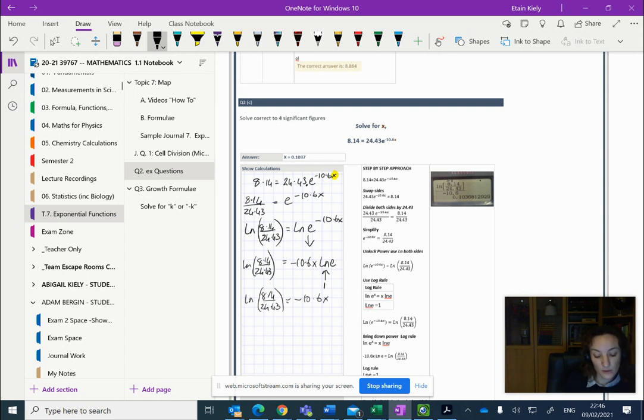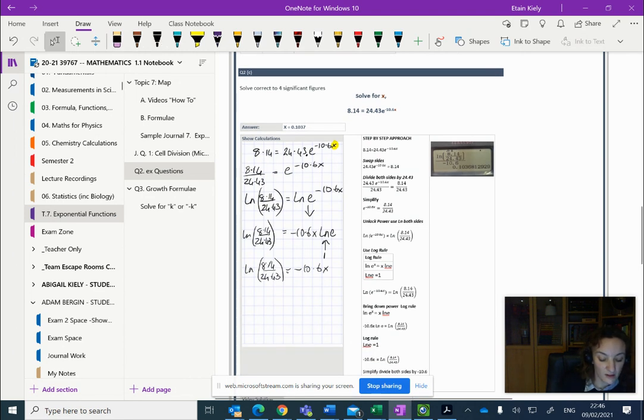So we end up with the natural log of 8.14 all over 24.43 is equal to minus 10.6x. So we're getting much closer to something that we're familiar with solving. And we're just going to solve for x. So we divide both sides by minus 10.6. So if we divide this side by minus 10.6, they undo each other. And that means we have to do the same to this side, which is minus 10.6.